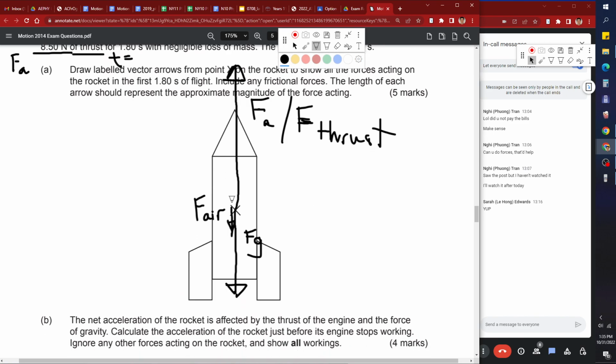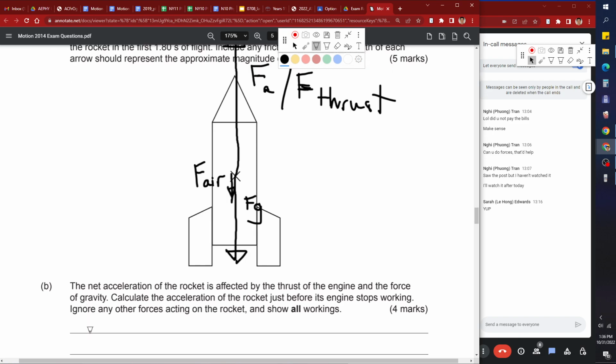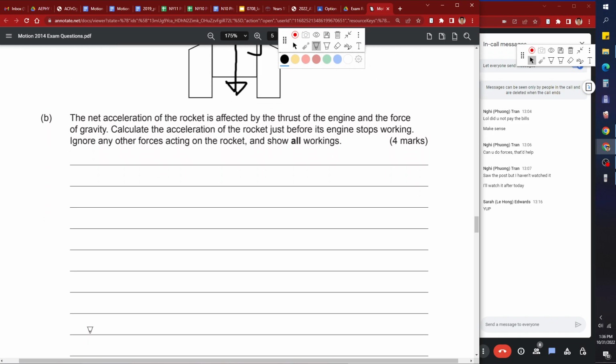Remember this one should be longest because that's the direction that it's accelerating upwards. So the net force should be upwards. Okay, so I'll give you guys a few minutes to look at this one and try to figure it out. And I'm going to ask you guys to help me along to do this one.